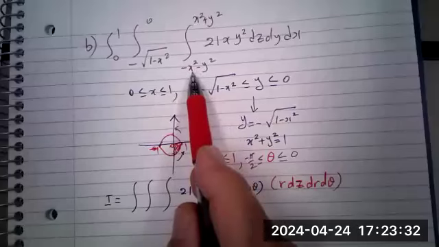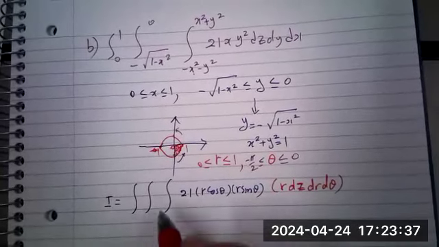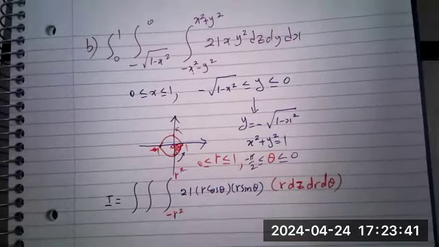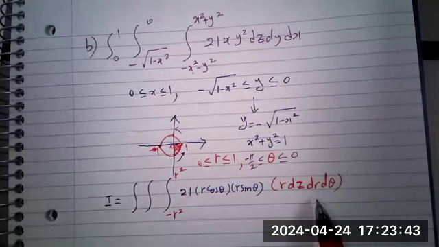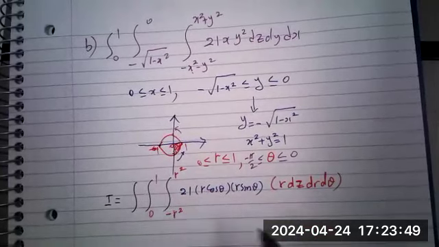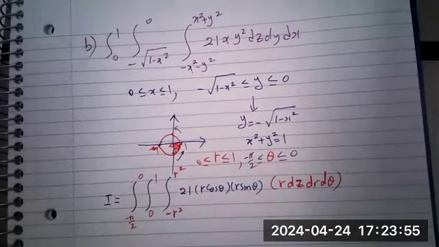Now z, negative x squared minus y squared, would be negative r squared to r squared. And in the middle, we get the r, which is 0 to 1. And at the end, we get the theta, which is negative pi half to 0. That's your integral.